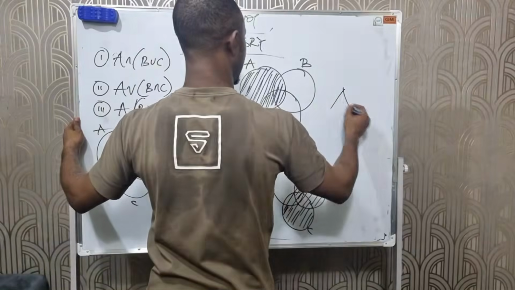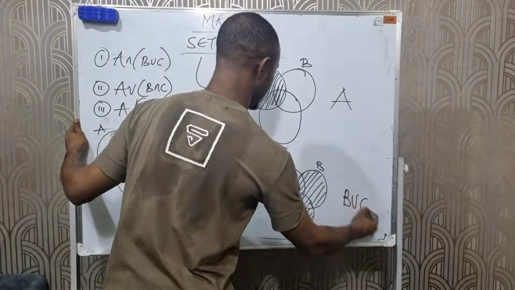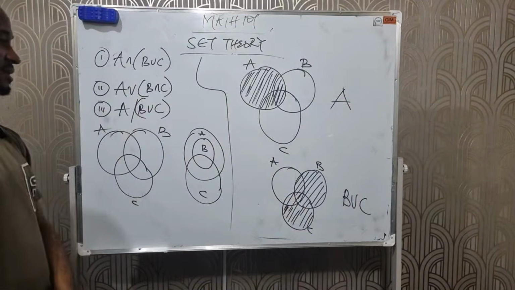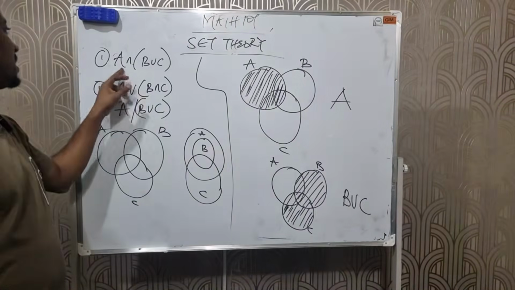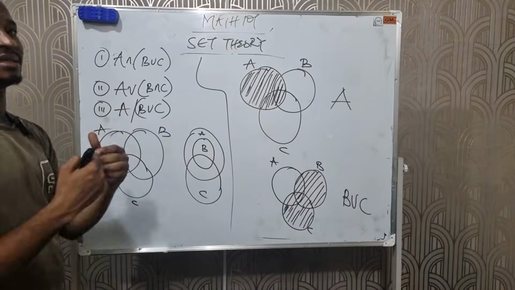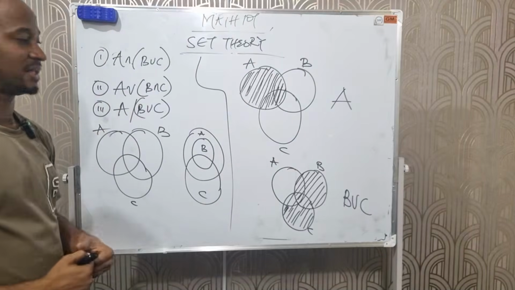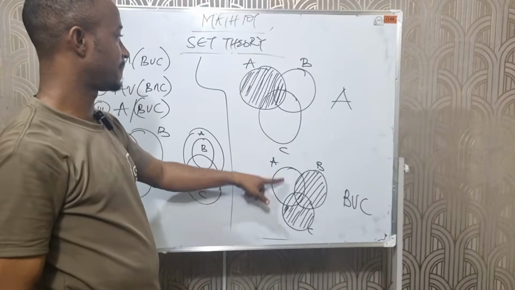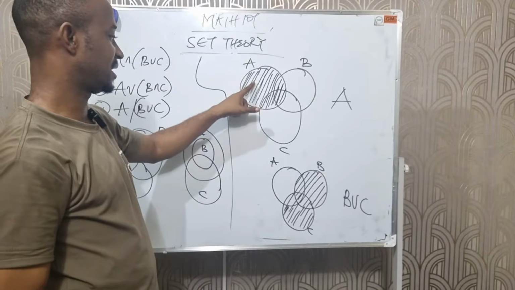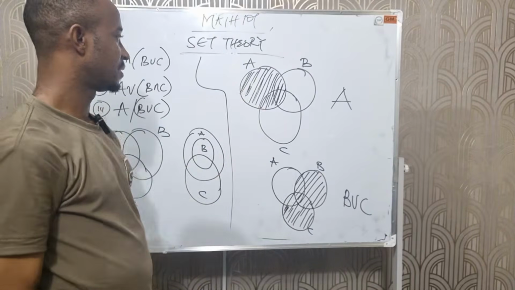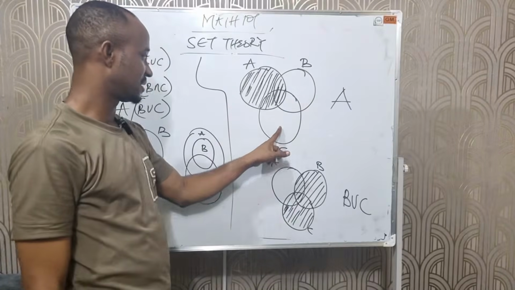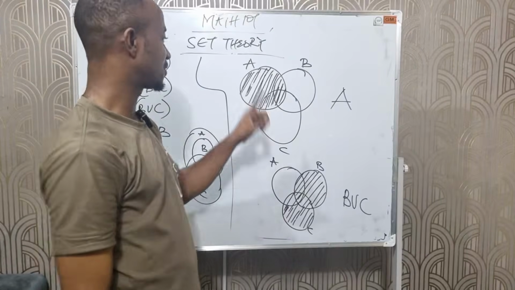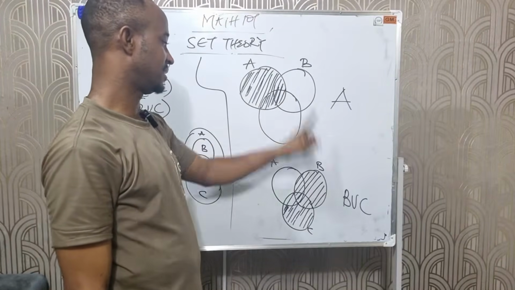So this diagram represents A. This represents B union C. Are you guys following? Now I'm looking for their intersection. The question now is: where are A and B union C intersecting together? They are not intersecting here because it is empty. This part of A is shaded, but this part of A is not shaded. Number 2, they are not intersecting here because here is empty, this part is shaded. Number 3, they're also not intersecting here because here is empty, this part is shaded.